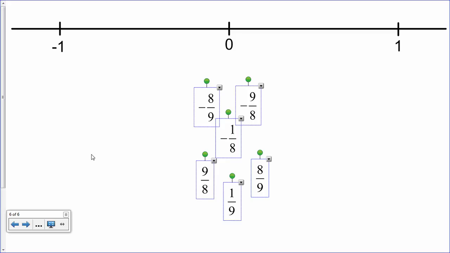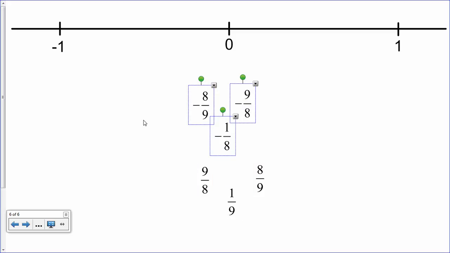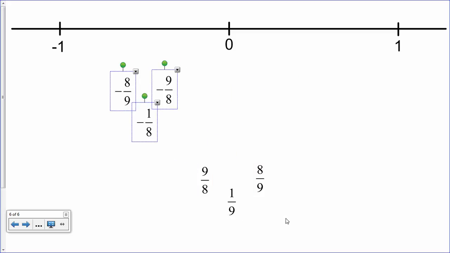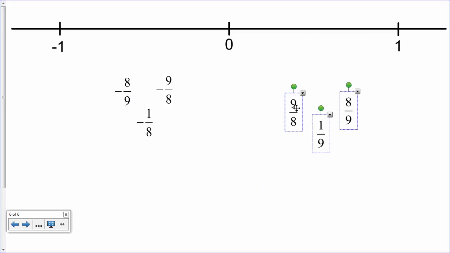So if the goal was to place them on the number line properly, clearly these 3 are going to be somewhere to the left of 0, and these 3 are going to be somewhere to the right of 0. Now, let's focus on the 3 positive fractions first. Let's put them in order from smallest to largest.